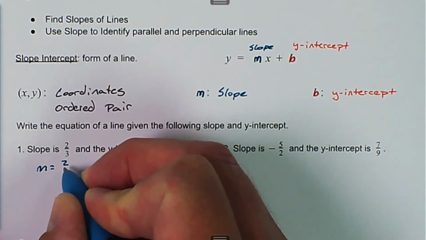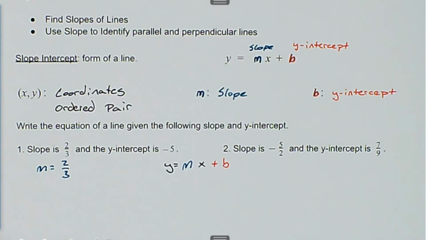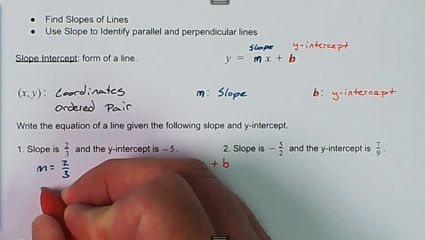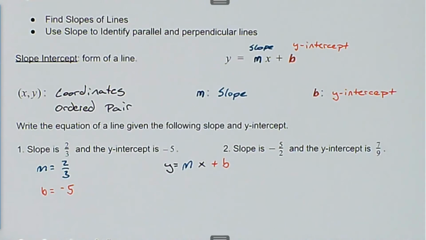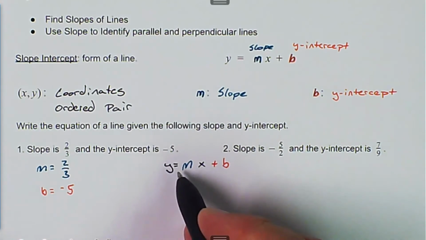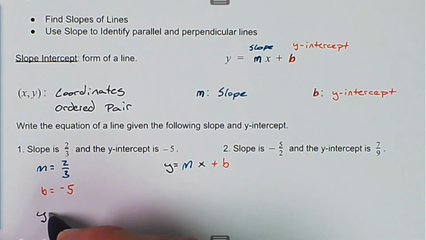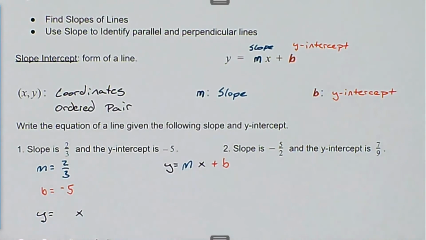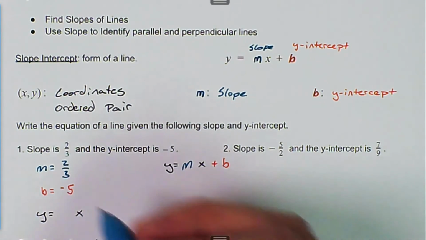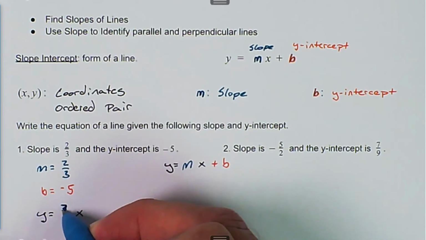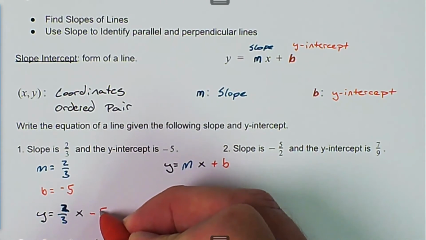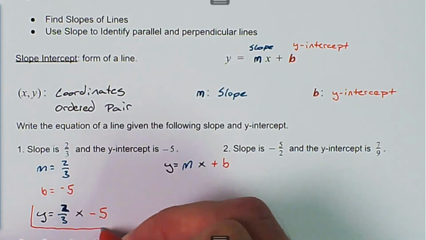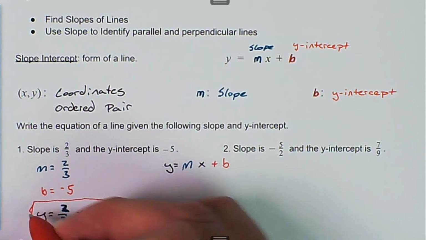So m is equal to 2/3. Y-intercept, or b, is equal to -5. And so we can rewrite the equation. The y equals and x are never going to change. And then they told us that our slope is 2/3, and our y-intercept is -5. And so that is our equation.